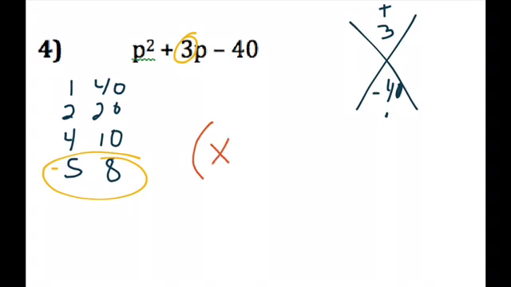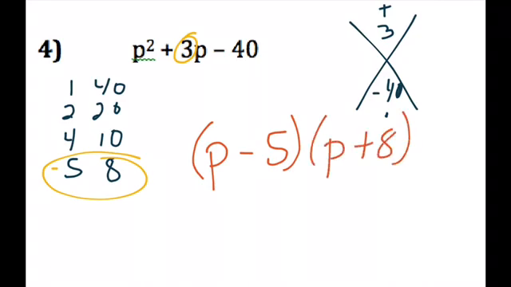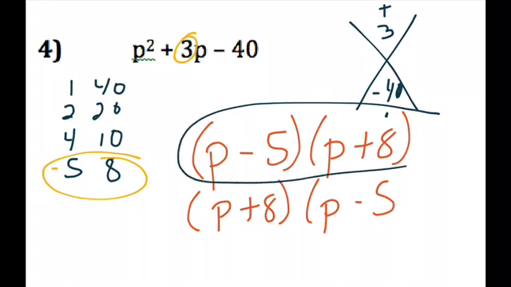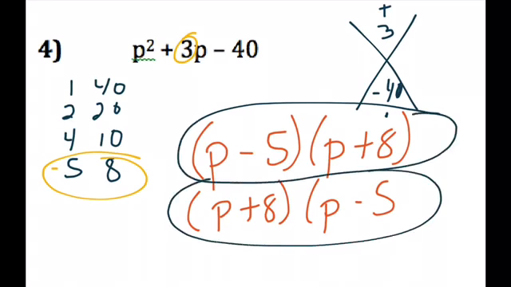So my answer is, oh, it's a P, P subtract 5 times P plus 8. If you wrote it as P plus 8 times P subtract 5, does not matter. Same answer. So either one of those would be correct.